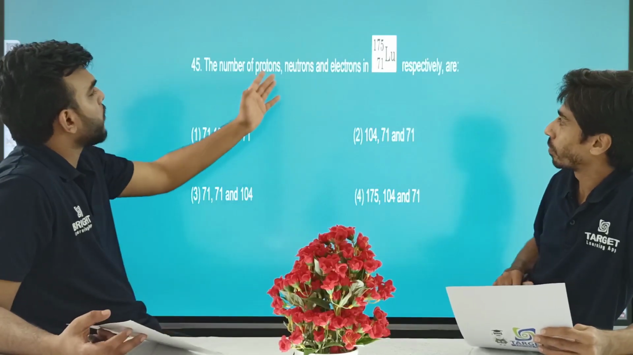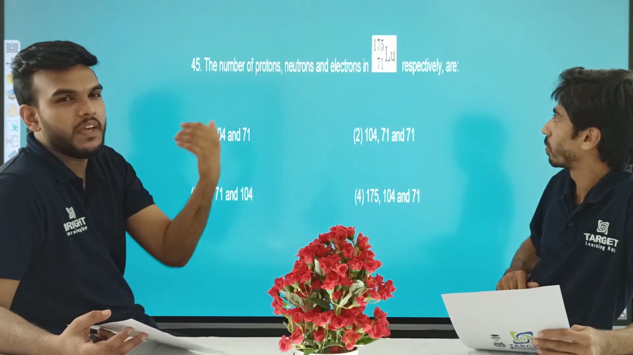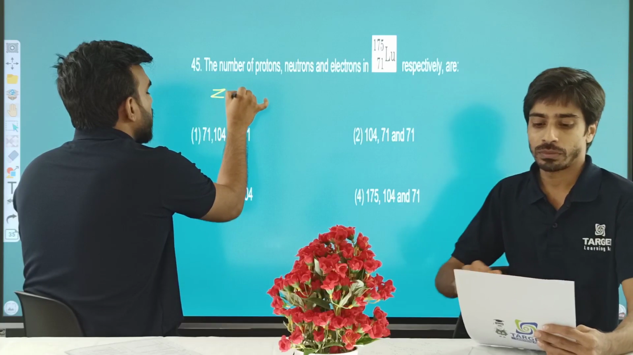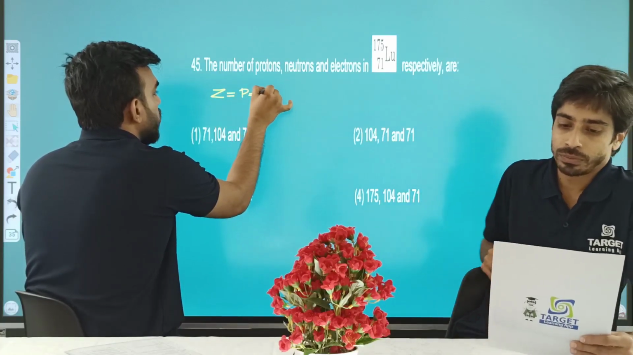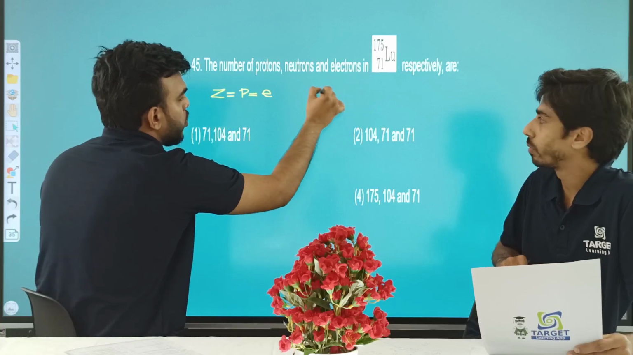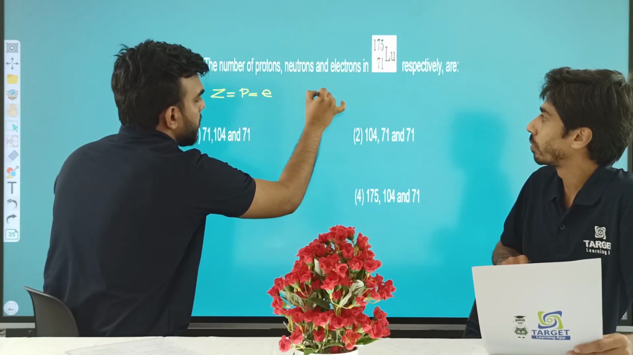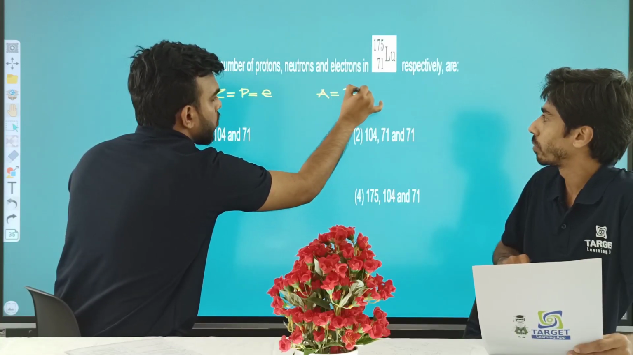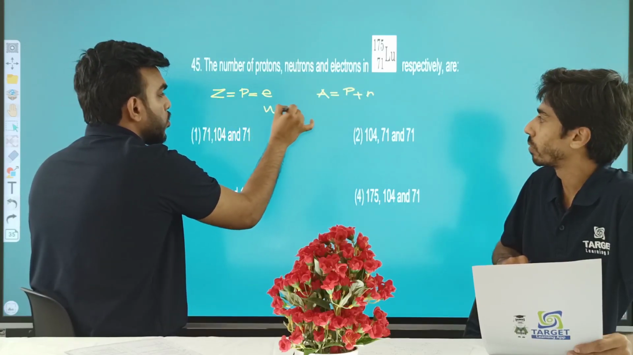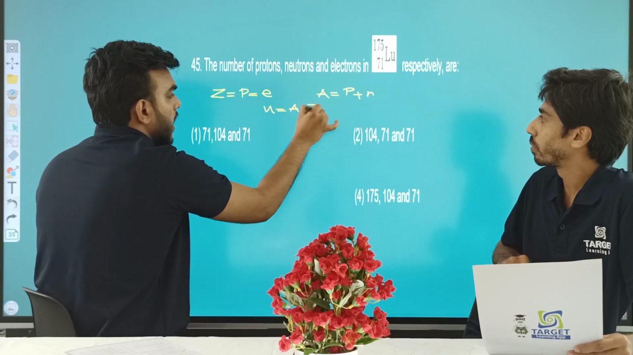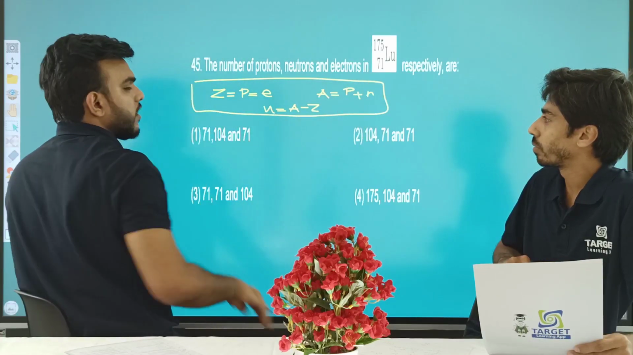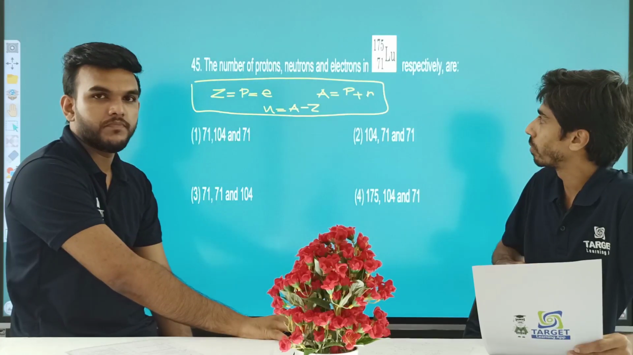Okay. The number of protons, neutrons, electrons. It's a very simple question. You know the concept: atomic number is equal to number of protons, which is equal to number of electrons. The mass number A is equal to number of protons plus number of neutrons. And number of neutrons is equal to mass number minus atomic number. If you know these three concepts clearly, this answer is very simple.